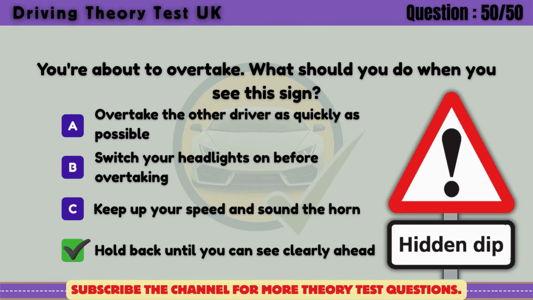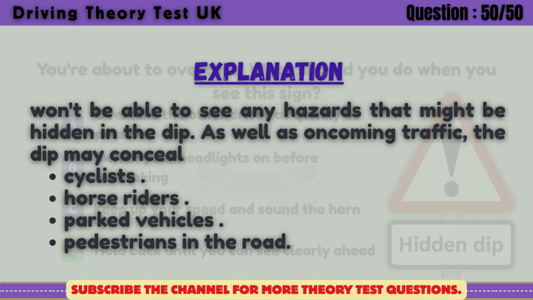Answer is D. Hold back until you can see clearly ahead. You won't be able to see any hazards that might be hidden in the dip. As well as oncoming traffic, the dip may conceal cyclists, horse riders, parked vehicles, pedestrians in the road.